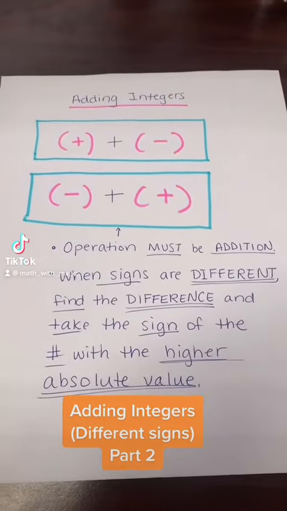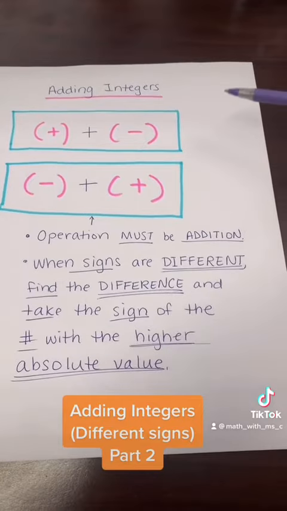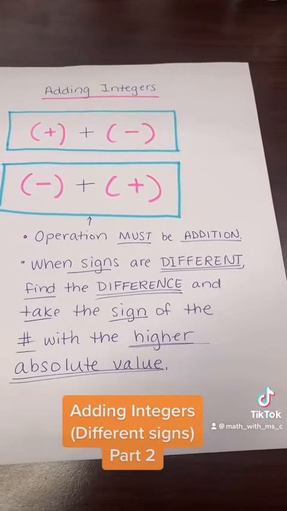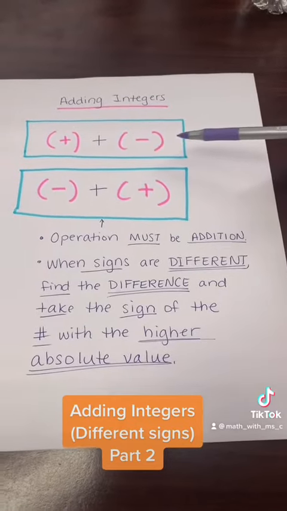So this is part 2 on adding integers, but this time with different signs. If you want to see number line or chips, that's on the November 24th folder. So what if you're adding, but the signs are different?